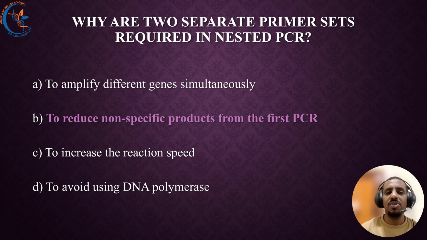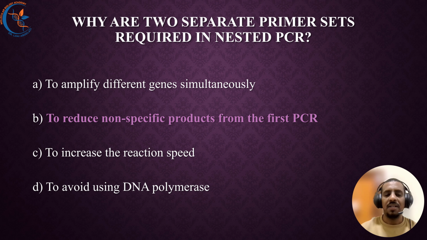The correct answer: to reduce the non-specific products from the first PCR. Actually, the second primer set targets a sequence within the initial amplicon. This ensures that only the desired specific product is amplified in the second round, while non-specific fragments from the first PCR are minimized. By focusing on a smaller, more precise region, the reaction improves specificity and accuracy.